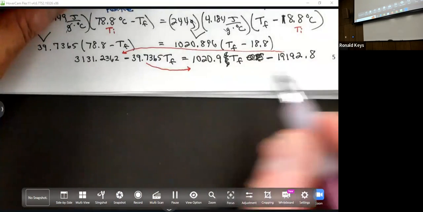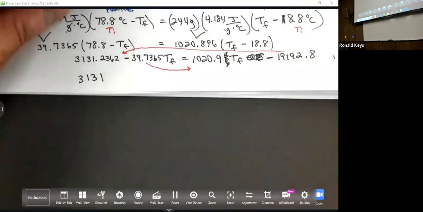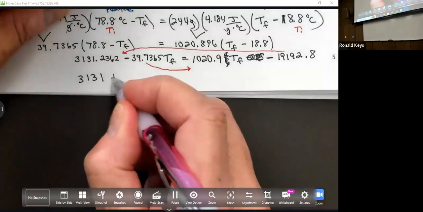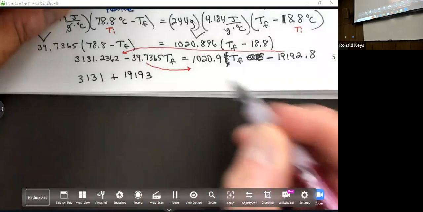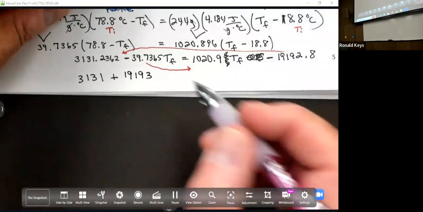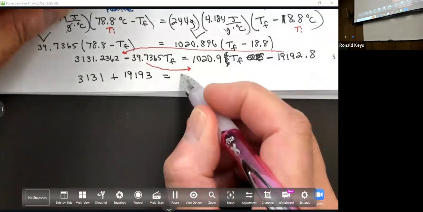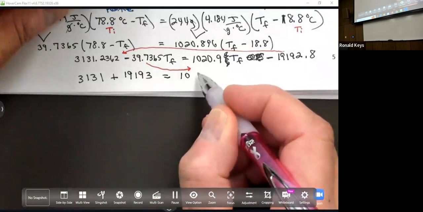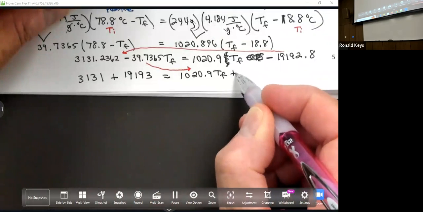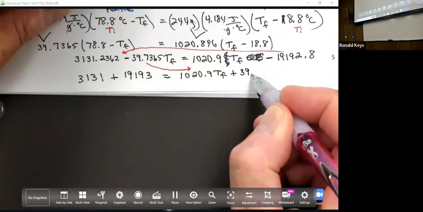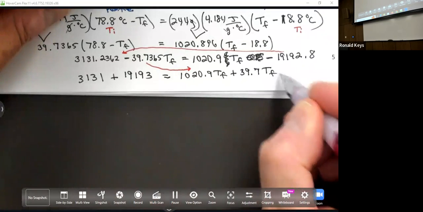So over here, I'm going to have 31 plus 19193. I just made this a 3. I kind of made this a mess. Equals. This is going to be 1020.9 T final plus 39.7 T final.